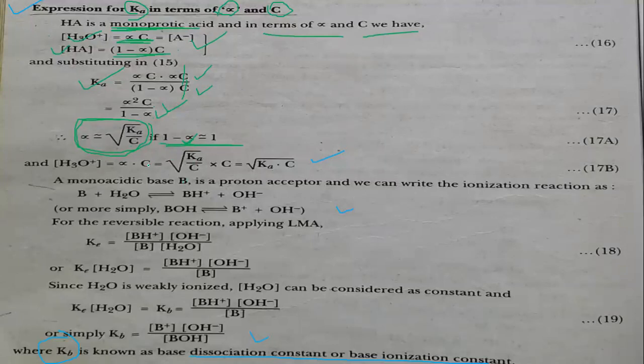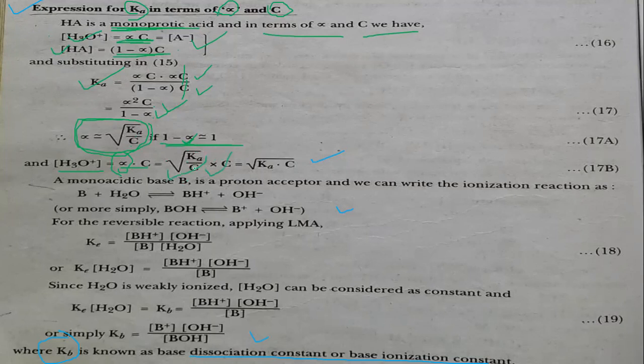Hence, we get this equation. The concentration of H3O+ ion is equal to alpha C. That can be written by putting the value of alpha. We have the value of alpha as the square root of K upon C. Put that square root of K upon C here, into C. Therefore, what happened now?